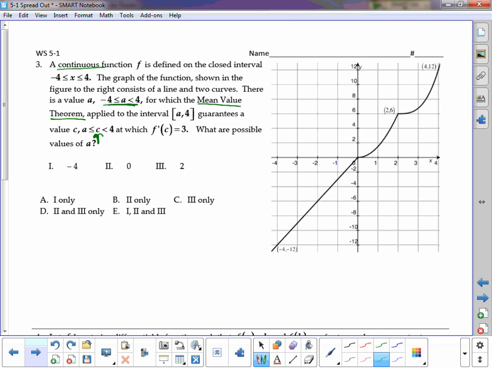So again, they're saying mean value theorem applied to the specific interval, so starting somewhere and finishing at 4. If we use that interval there, mean value theorem guarantees that at some point your derivative equals 0. Now again, mean value theorem guarantees that your IROC equals your AROC. But in order for us to use the mean value theorem, we have to have continuous and differentiable.